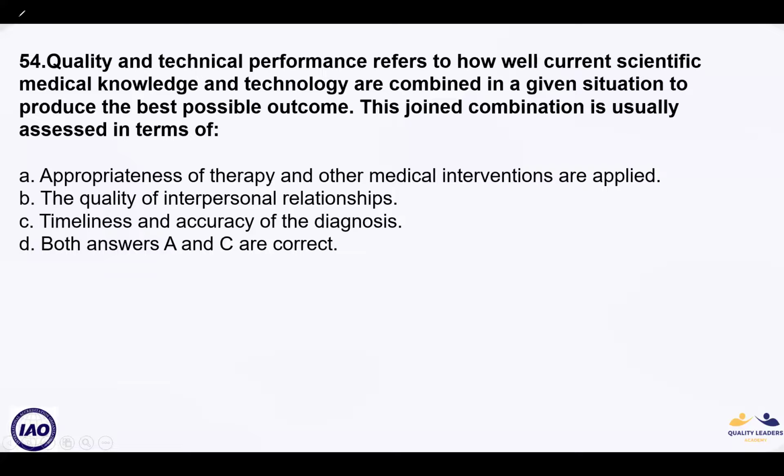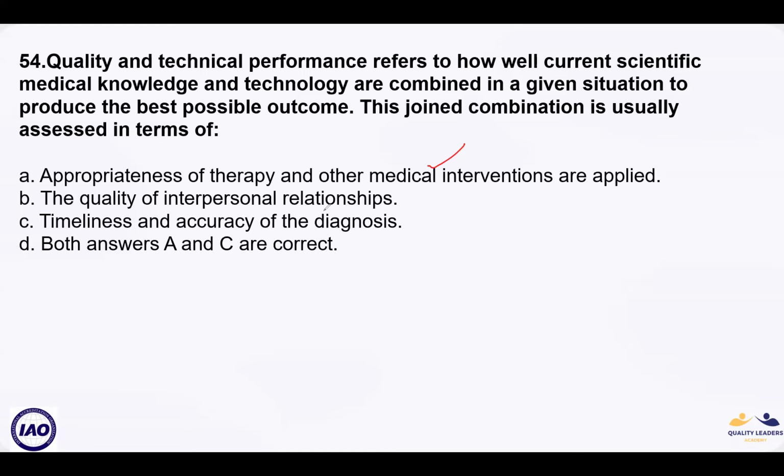Okay, let's go through the statements. Appropriateness of therapy and other medical interventions applied. See whether the right treatment is applied to the right patient at the right time based on current scientific evidence. That's what appropriateness is, right? Appropriateness is defined as the right treatment to the right patient, at the right time, according to evidence. It ensures that chosen interventions are justified, safe, and evidence-based. So this is in a way the right answer.